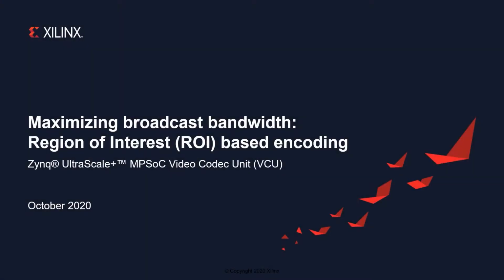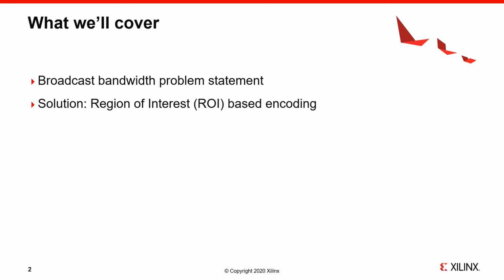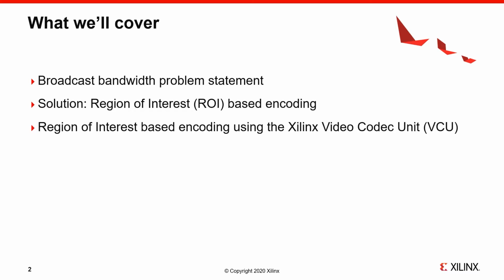This video will introduce how region of interest-based encoding, implemented with the Zynq UltraScale Plus MPSoC Video Codec Unit, can be used to maximize broadcast bandwidth. First, we'll briefly outline the broadcast bandwidth problem. Then we'll cover region of interest-based encoding as a potential solution and how it's done with the Xilinx Video Codec Unit. Going forward, we'll use the abbreviations ROI for region of interest and VCU for Video Codec Unit.